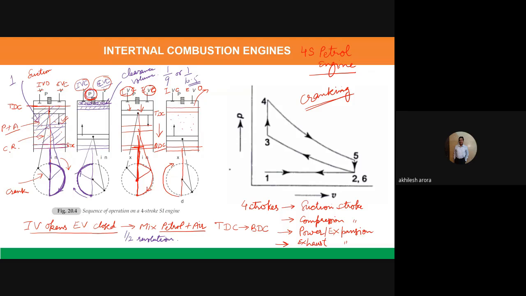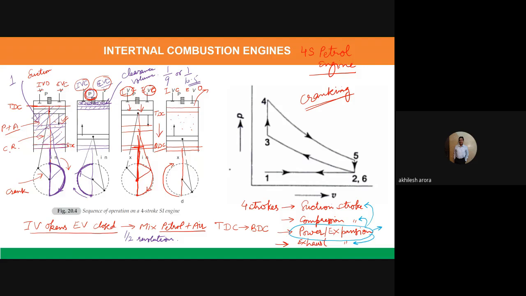So once the engine starts, all four processes keep on repeating again and again, and it is only the power stroke which is responsible for providing the power for the other three strokes. Means the meaning is very clear. When the engine starts working, during the power stroke we get the power, and this power drives the crankshaft during the suction stroke, the compression stroke, and the exhaust stroke, and the remaining power is utilized for moving the vehicle further. So that is how an internal combustion engine works.